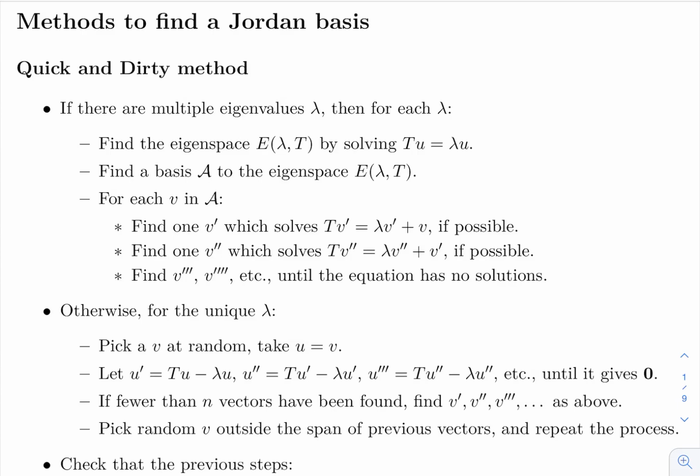We've seen the proof that every complex operator can be put in Jordan form, meaning it has a Jordan basis. And now we wonder, how can we actually compute one? And you may guess, well, there's probably not a simple method which is guaranteed to work, because the proof was not so simple, and that's actually a very good guess.